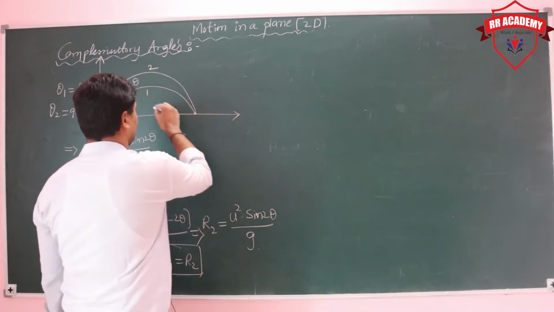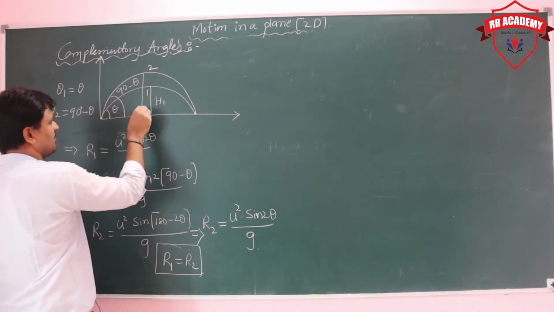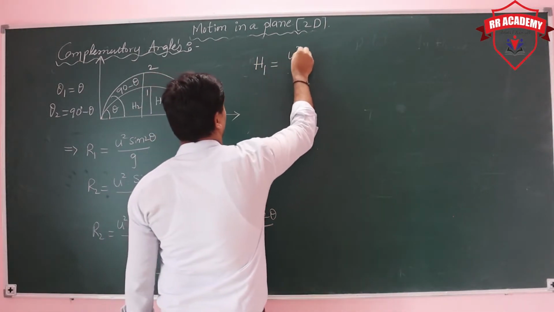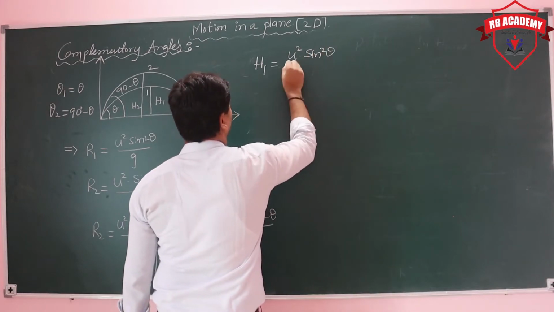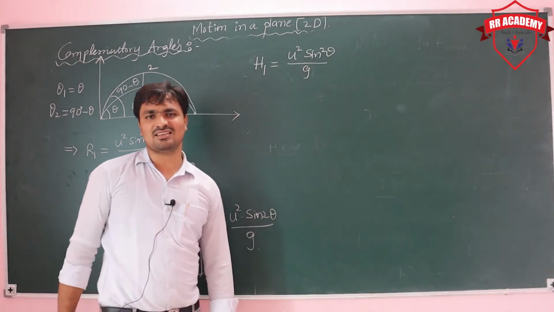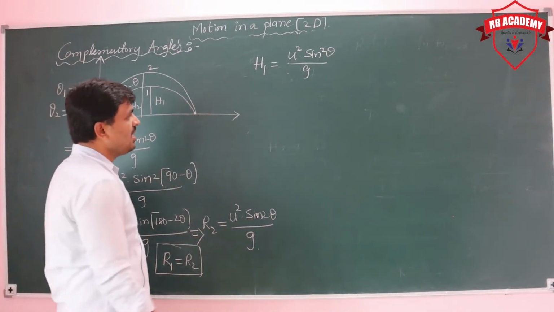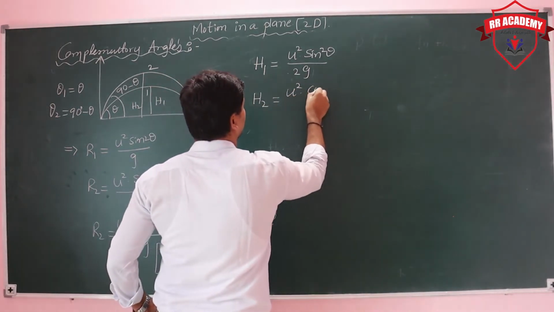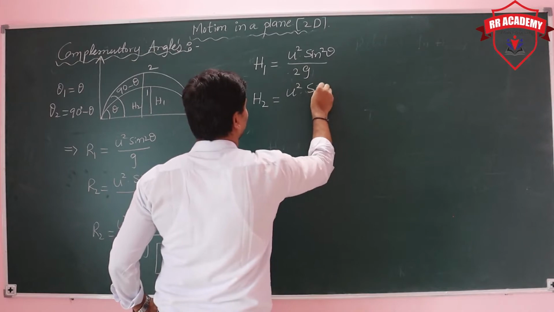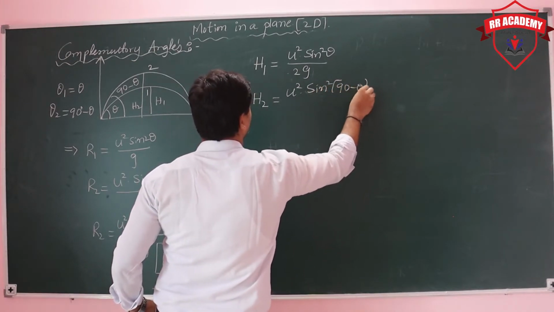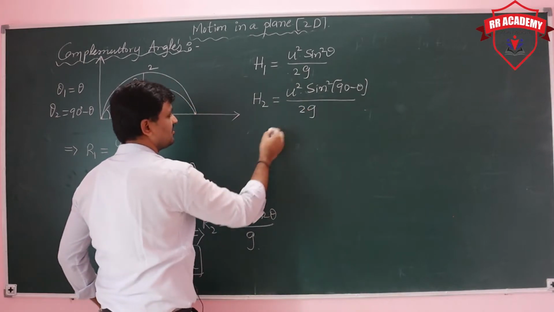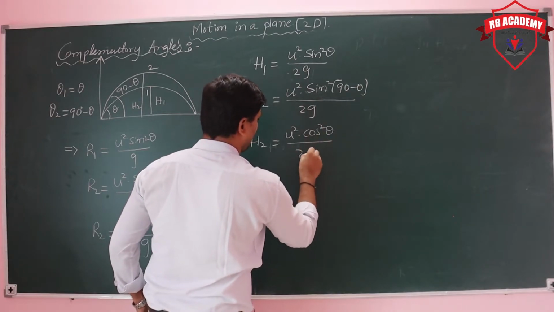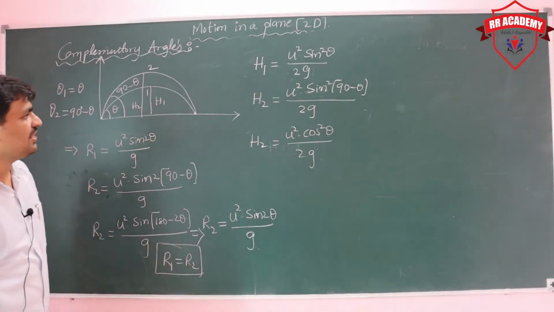Maximum height of the first one, this one, H1, and this is the maximum height of the second one. Maximum height of the first one, H1, is equal to u square sine square theta by 2g. Next, the second one: u square sine square of 90 minus theta, and sine of 90 minus theta is cos theta. Then H2 is equal to u square cos square theta upon 2g.